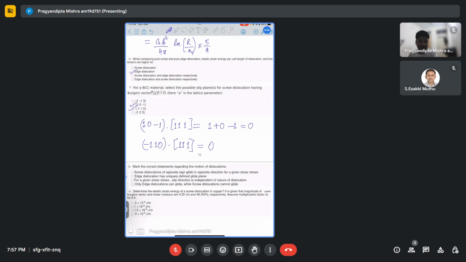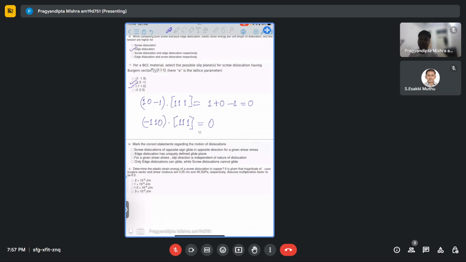Next question. Mark the correct statements regarding the motion of the dislocations. Screw dislocations of opposite sign glide in opposite directions for a given shear stress. Again, that is correct. Just now we talked about glide, so opposite signs will have to glide in opposite directions. Edge dislocation has a uniquely defined glide plane. Again, we have talked about this. It is true, because you have the Burgers vector and the dislocation line perpendicular to each other, so it will be uniquely defined.